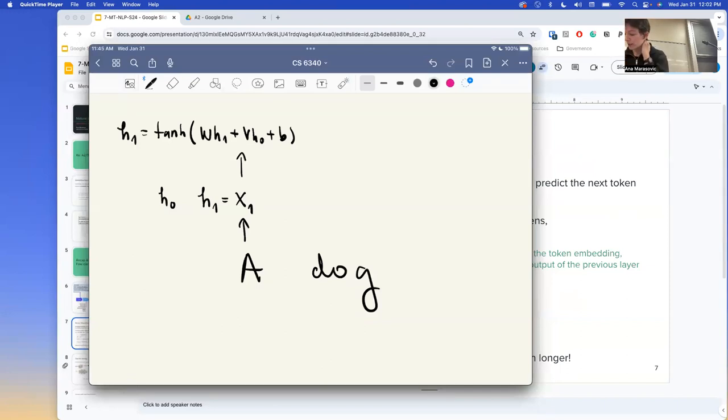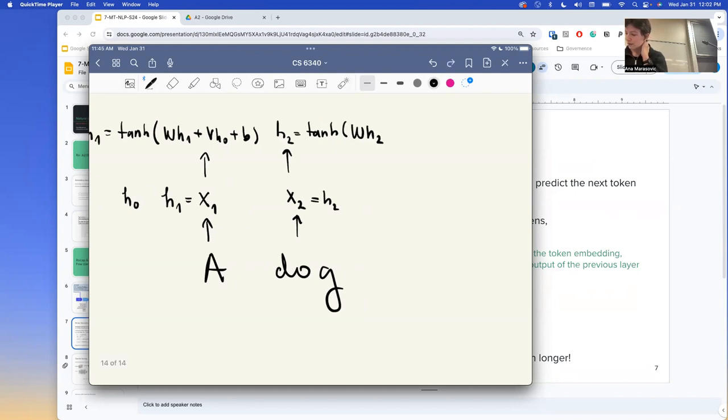And then when we go to the next word, "dog," we have x2, the word2vec embedding of the word "dog." And we are then updating h2 to be tanh of W x2, which is just the word2vec embedding, plus V h1, plus a bias term. So see here, now we have included this representation of the history before.